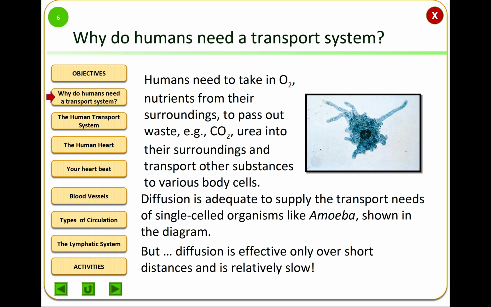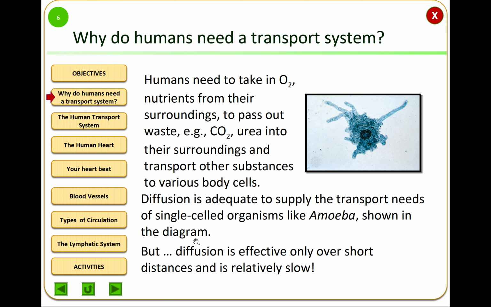As an example, here is a transporting system found inside the amoeba. The amoeba always uses oxygen for its activities, and it has to get rid of the carbon dioxide. But the point is that it uses diffusion for this transportation inside its body. Diffusion effectively makes this happen only through short distances.